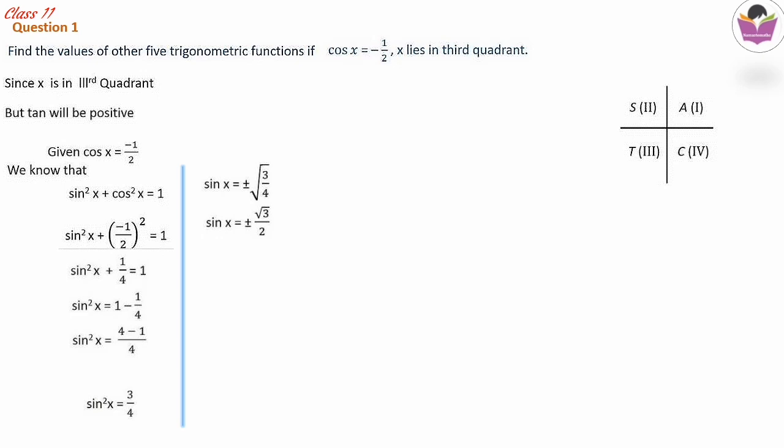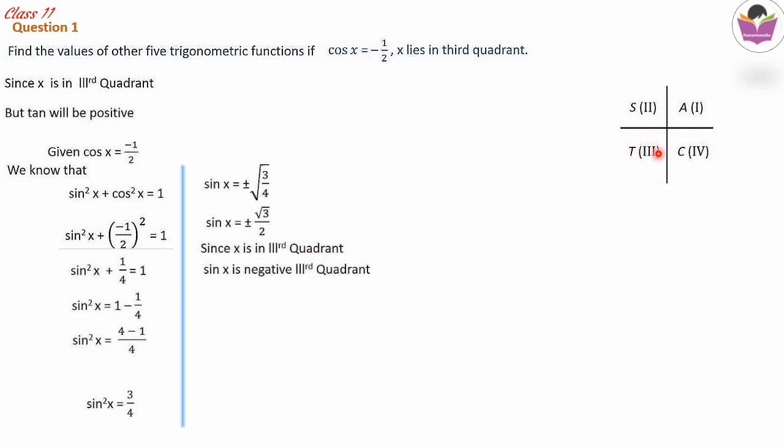Then sine square x is equal to 3/4, which means sine x will be root of 3/4. That is the usual way we write, but here we have to add one more symbol, plus or minus. So sin x is equal to plus or minus root of 3/4. Root of 3 is in the numerator, and root 4 we know is 2. So sin x is equal to plus or minus root 3/2. Here it's showing 2 values, plus or minus root 3/2, but we will take only one value based on the sign convention. So here x lies in the third quadrant.